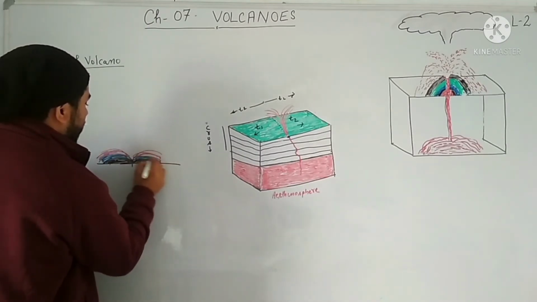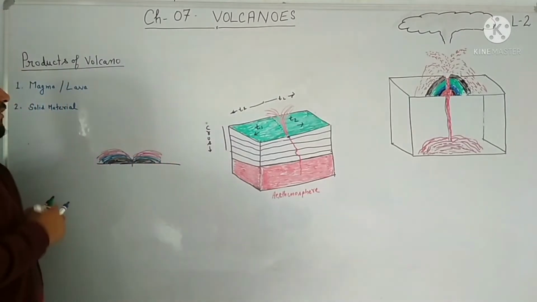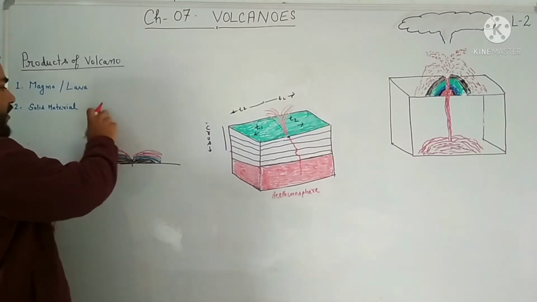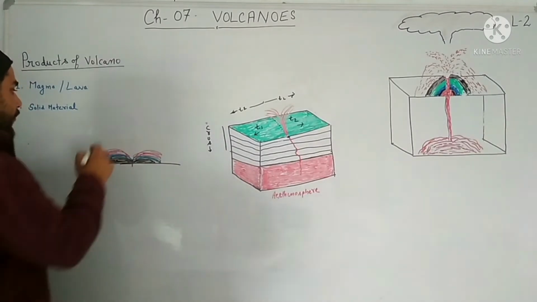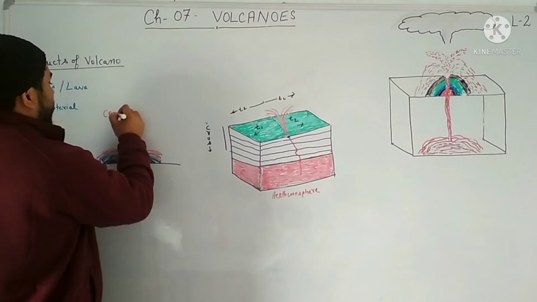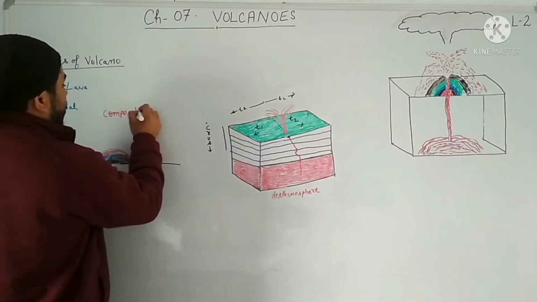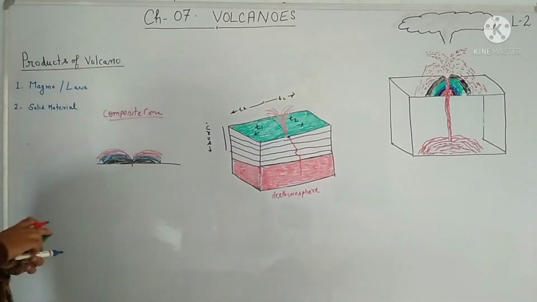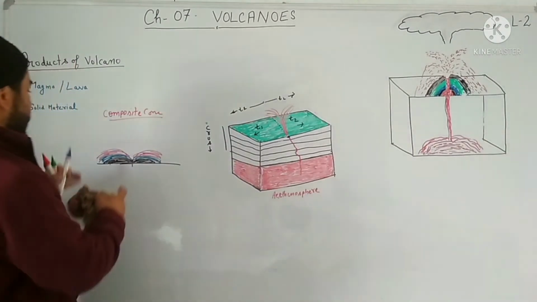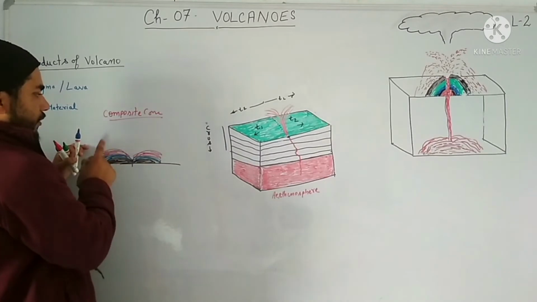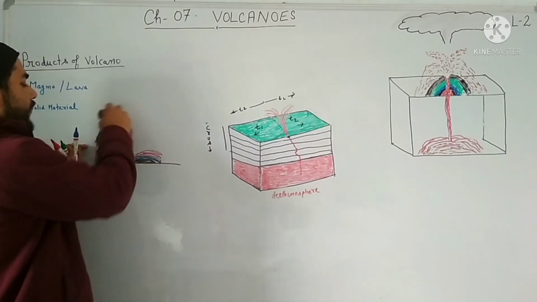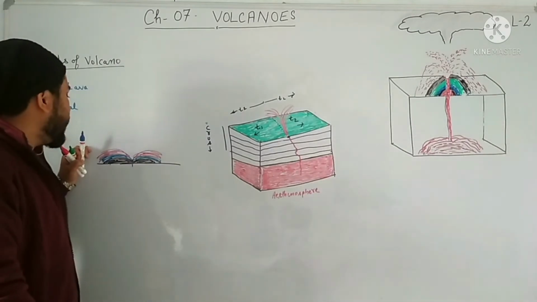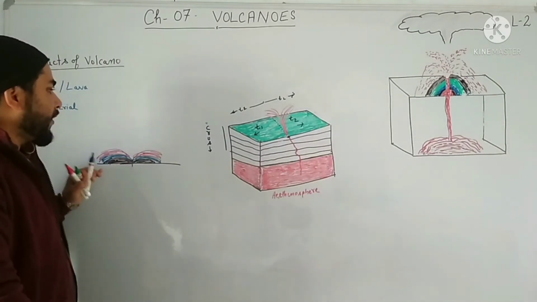Clear. And when this process repeats again and again over a period of time, it will lead to the formation of a composite cone. Which cone? Composite cone. This is how the composite cones are formed. So basically cones are formed by the fragmented rocks and the volcanic ash and the lava on it.